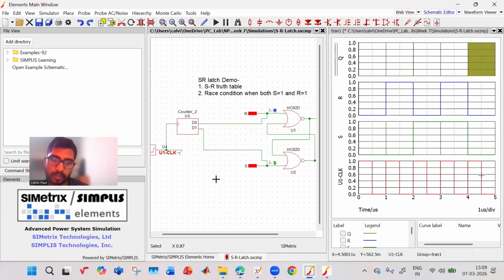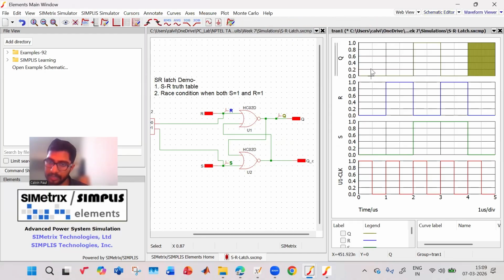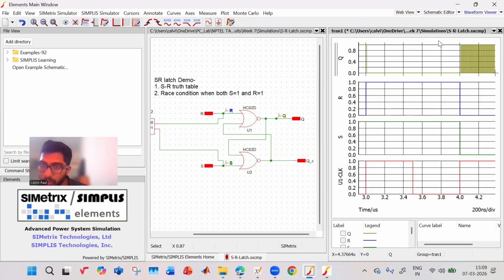Q is your output, and this is QC. R is your reset, S is your set. S and R both are 0. What happens? Q remains as it is. Q was 0, it stays at 0. Now S is still 0, R is made 1. So Q has to be 0, it becomes 0. Now S is made 1, R is made 0. So Q becomes 1. Next is a condition where S and R both are 1, and you will see that the output is not properly defined.